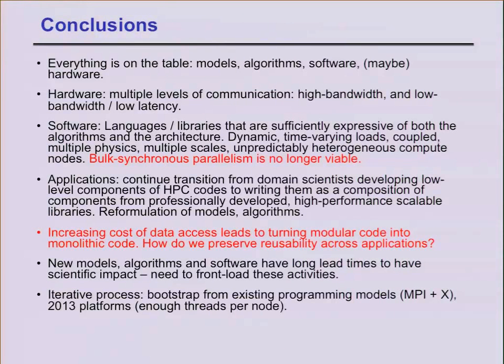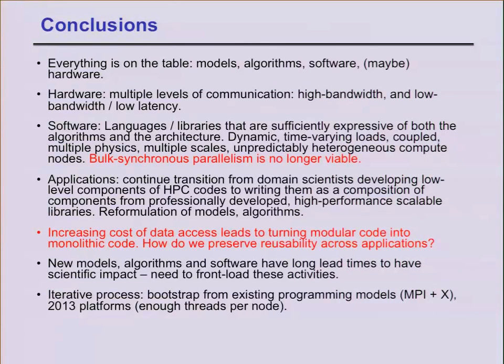Software, languages, libraries that are sufficiently expressive. Now, everything is going to change. You're going to have dynamic, time-varying loads, coupled multiple physics, multiple scales, unpredictably heterogeneous compute nodes. You know, a node drops out. There's even an example that we had a few years ago where there was a single bit error on one of the nodes of one of the supercomputers, and it caused a 10% degradation in the performance. It was the error correction. Error correcting memory slowed it down. And it took us several weeks to ferret that one out. So anything that says I can predict how everything's going to be parallel, and therefore I can just say make it parallel to here, bulk synchronous parallelism, no longer viable.